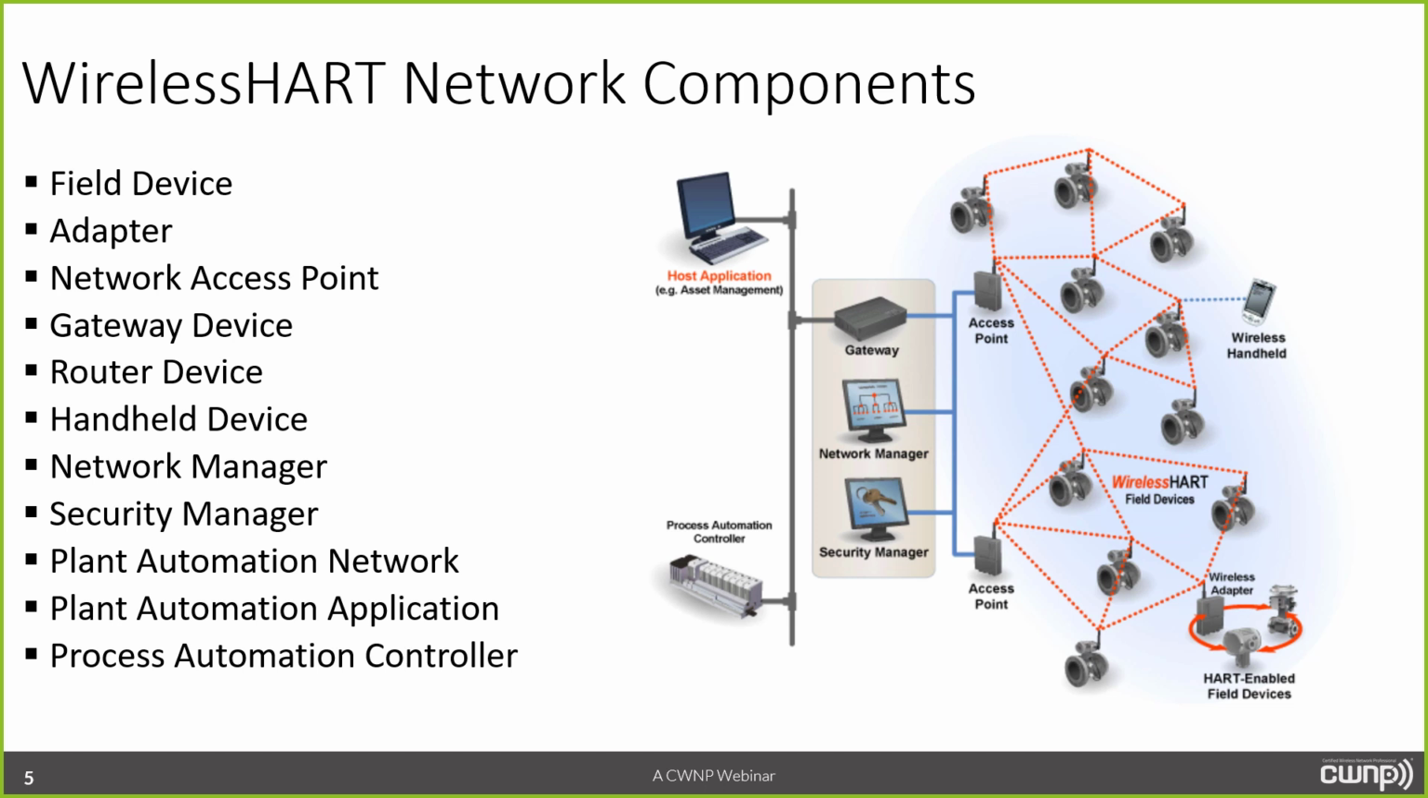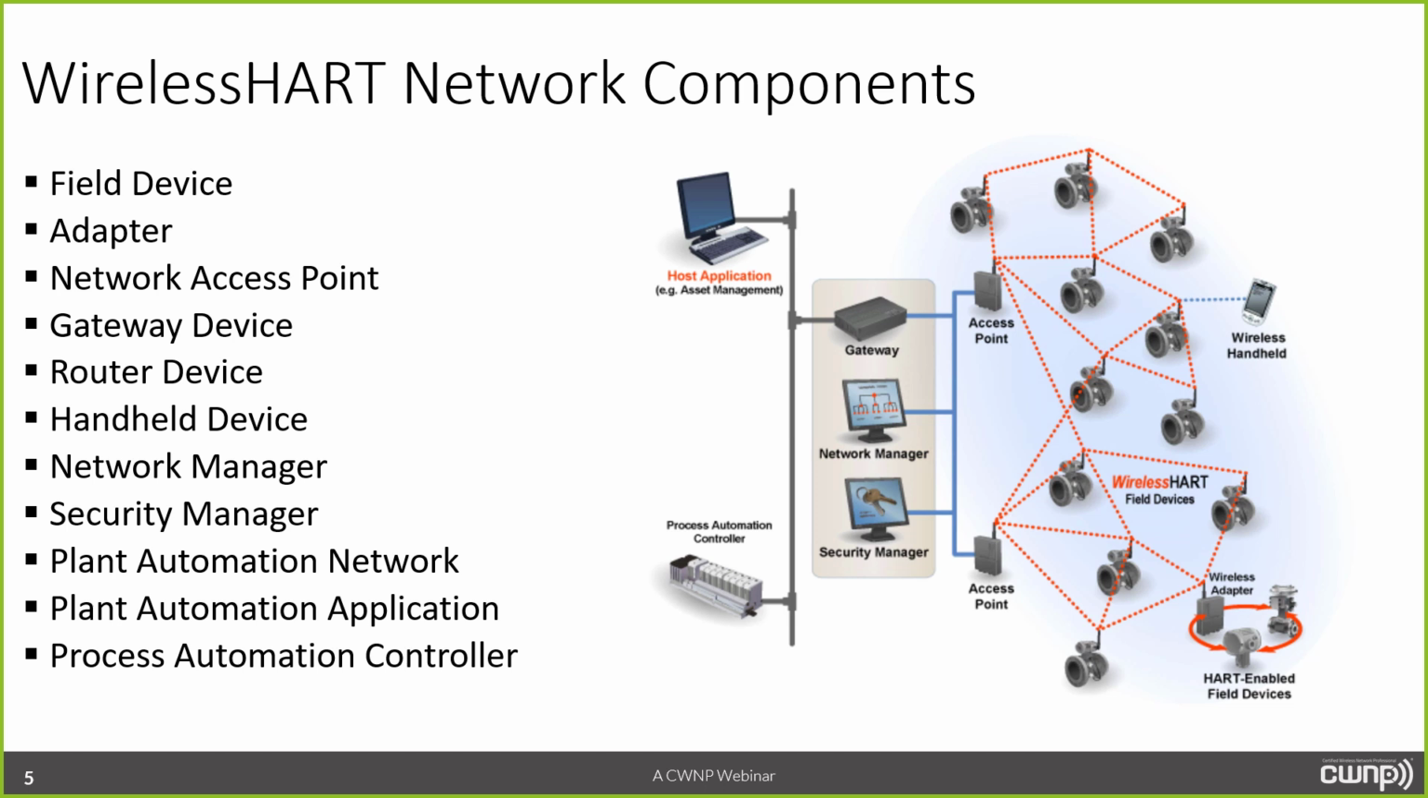And then you have your handheld devices. These handheld devices are used to join the field device, basically to get them onto the network. You have the security manager, which manages the security encryption keys for your field devices. Then you have the plant automation network, which is the network that eventually connects to your plant automation application or host application, your plant automation controller, whatever it is that you want these field devices to talk to.